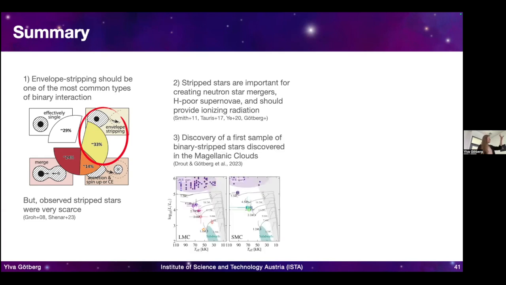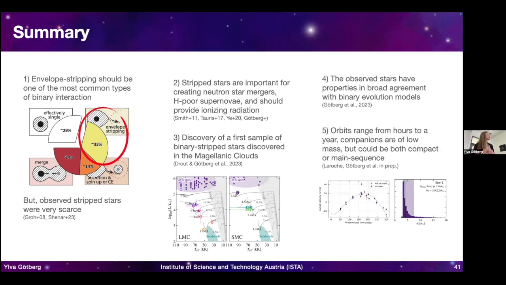And we identified a way to find some of these systems, and the observed stars have broad agreement between the expected properties and the observed properties. And the orbits seem to range from hours to years. Star 1 has a very long orbit. The others have quite short orbits. And the companion could be both a regular star or a compact star.